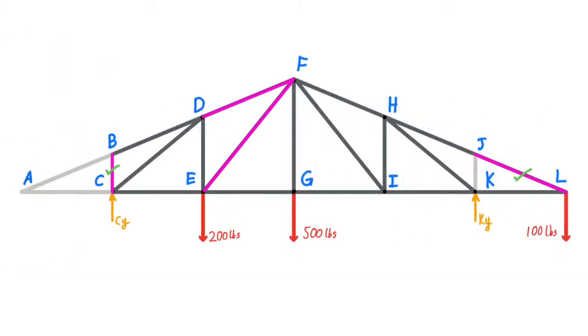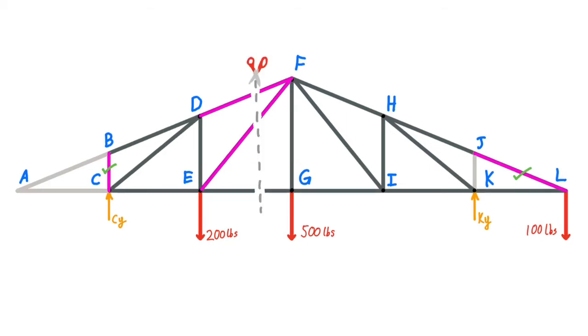Now we have found the internal forces for two of the members that we're looking for, and finally we will find the internal force in DF and EF. To do this, we will use what is called the method of sections. In order to find the internal forces for DF and EF, we will imagine taking our big scissors and cutting through each member until our truss is in two separate pieces.